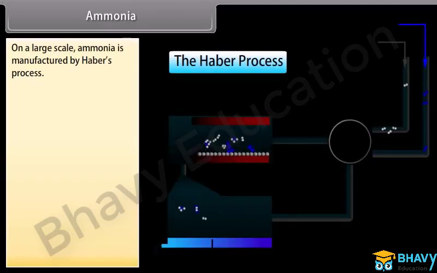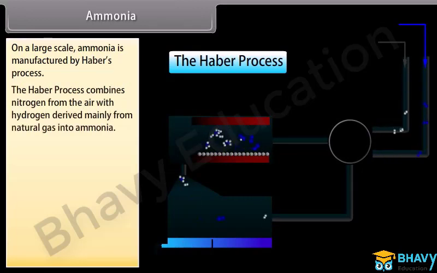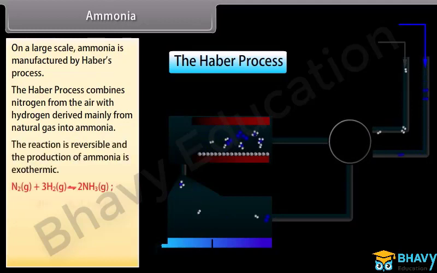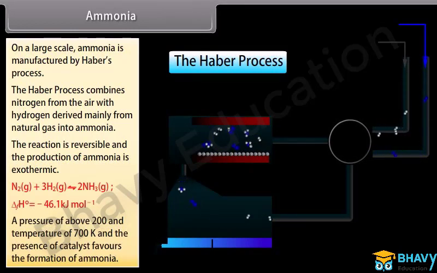On a large scale, ammonia is manufactured by Haber's process. The Haber process combines nitrogen from the air with hydrogen derived mainly from natural gas into ammonia. The reaction is reversible and the production of ammonia is exothermic. A pressure of above 200 atm, a temperature of 700 Kelvin and the presence of a catalyst favor the formation of ammonia.